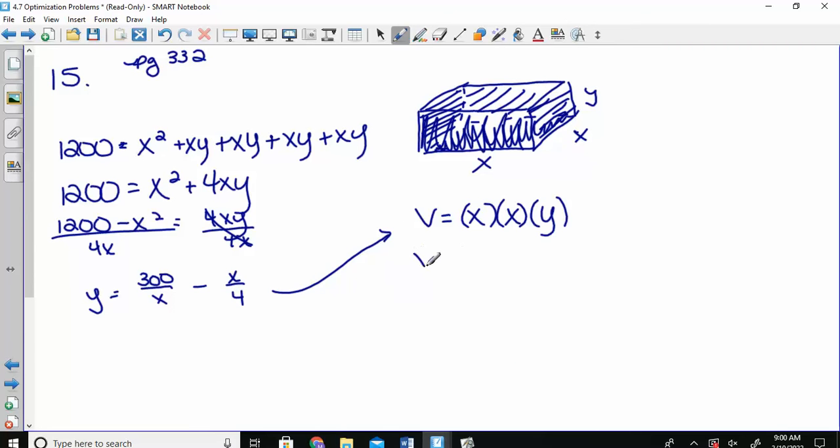I've got to plug that in over here. So volume is X times X, or X squared, times Y, which we just got 300 over X minus X over 4. You distribute, X squared times 300 over X would be 300X, minus X cubed over 4, or you might want to write that as 1/4 X cubed. We want to maximize this, so where do you go from here?